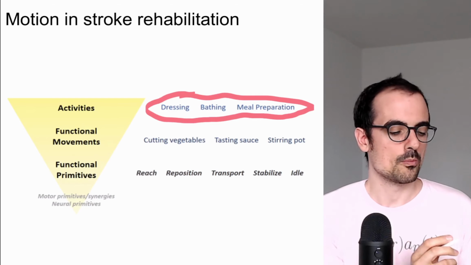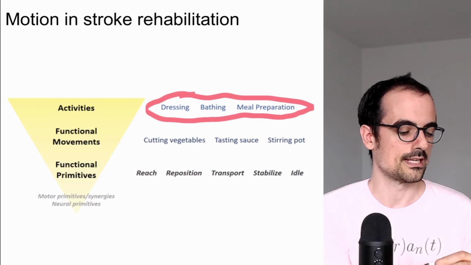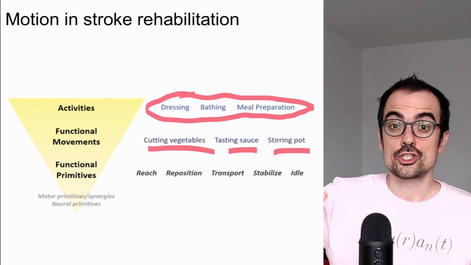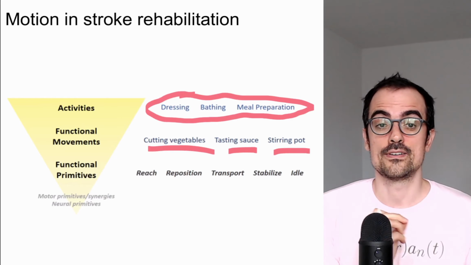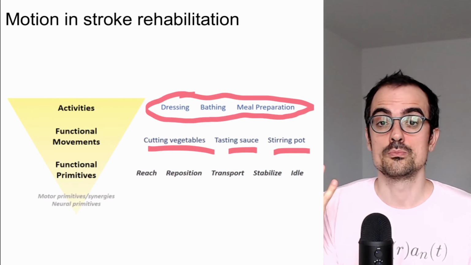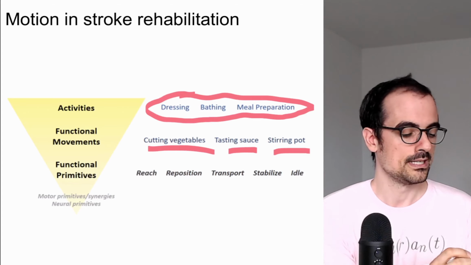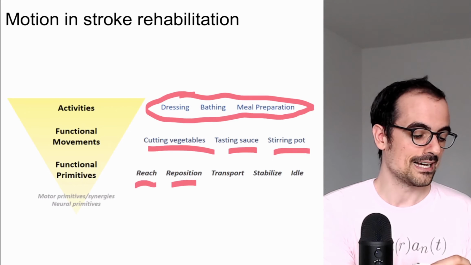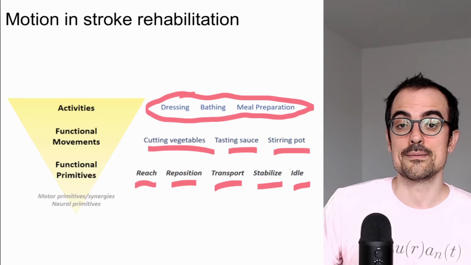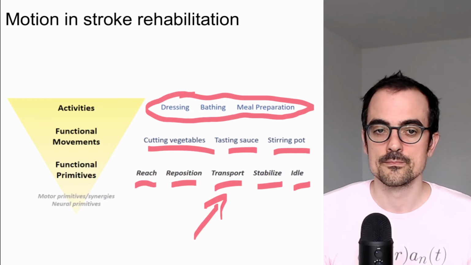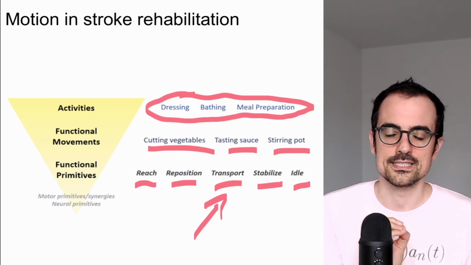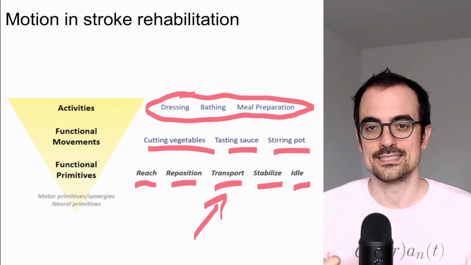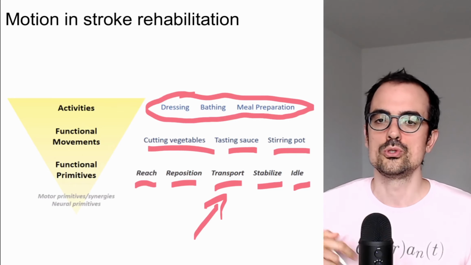Those activities are typically composed of different functional movements. For example, cutting vegetables, tasting sauce, or stirring a pot. In turn, we can separate any such functional movement into 5 functional primitives, which are always the same. These are reach, reposition, transport, stabilize, and idle. And this is what we're going to train a machine learning model to identify. Let's take a look at what each of these fundamental functional primitives look like, because these are the movements that are going to be detected by the machine learning models that then we're going to use to quantify impairment.